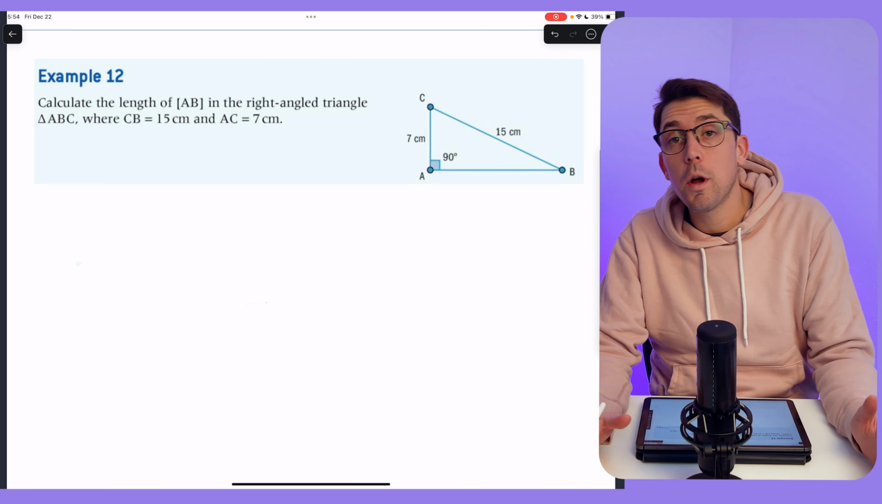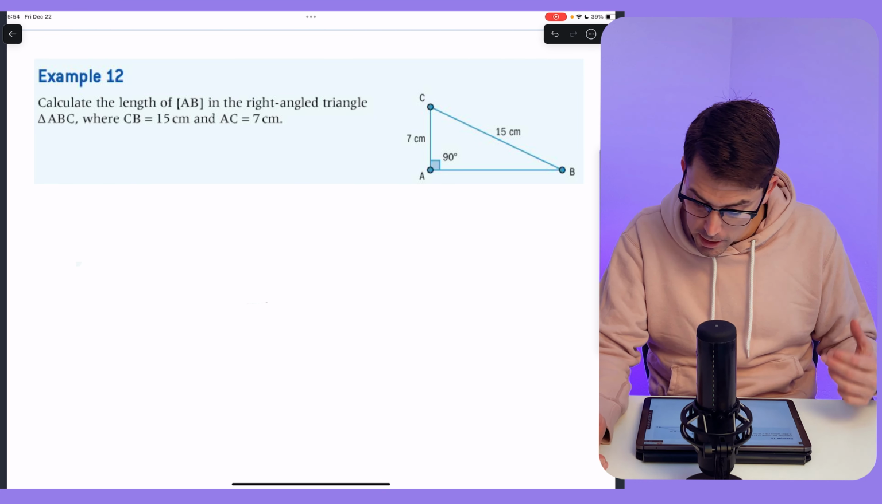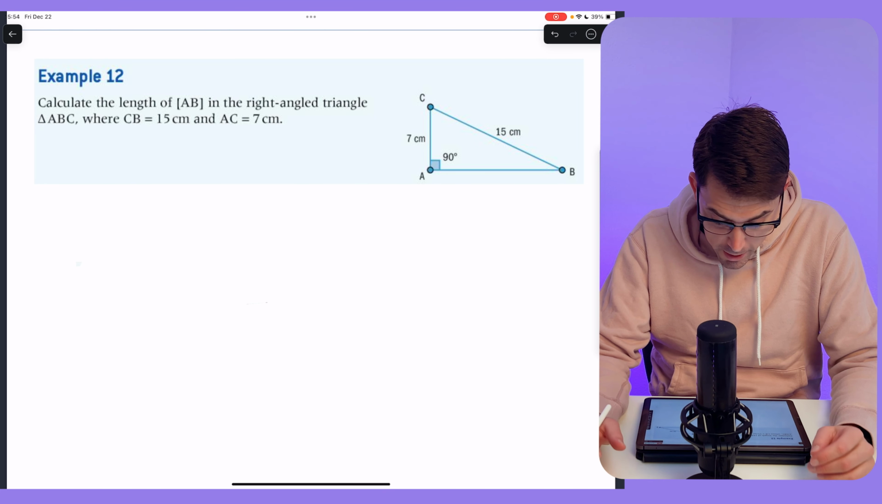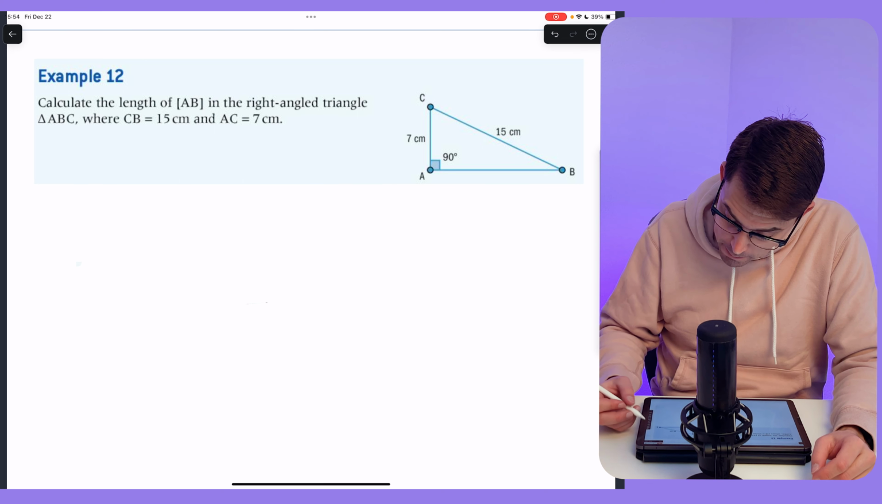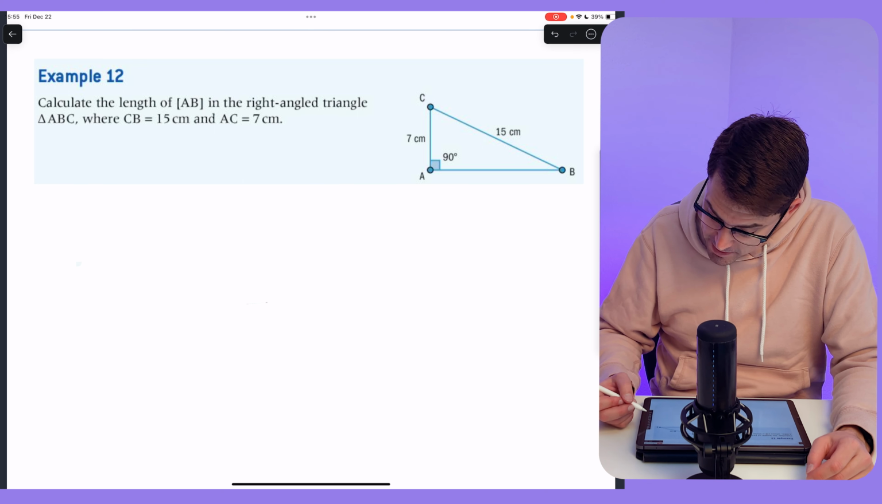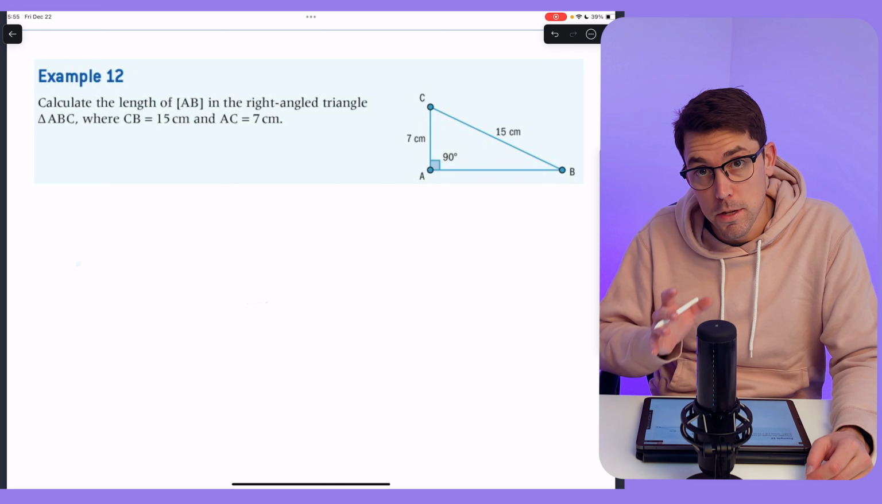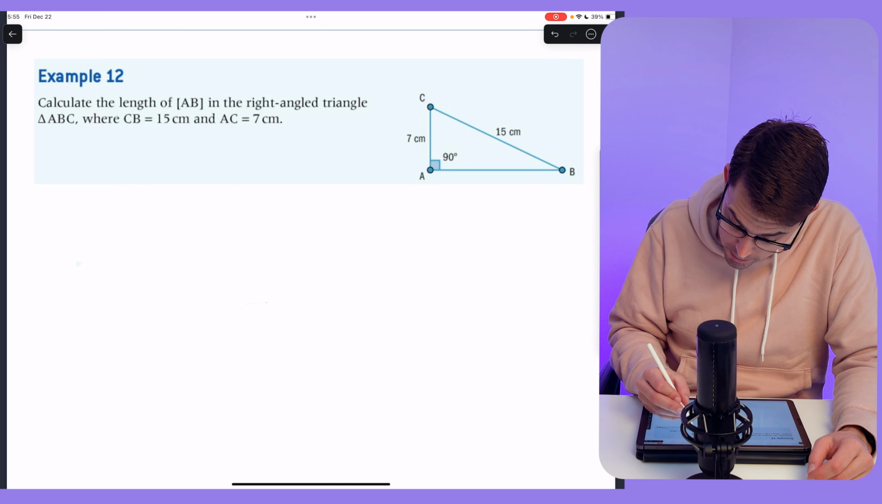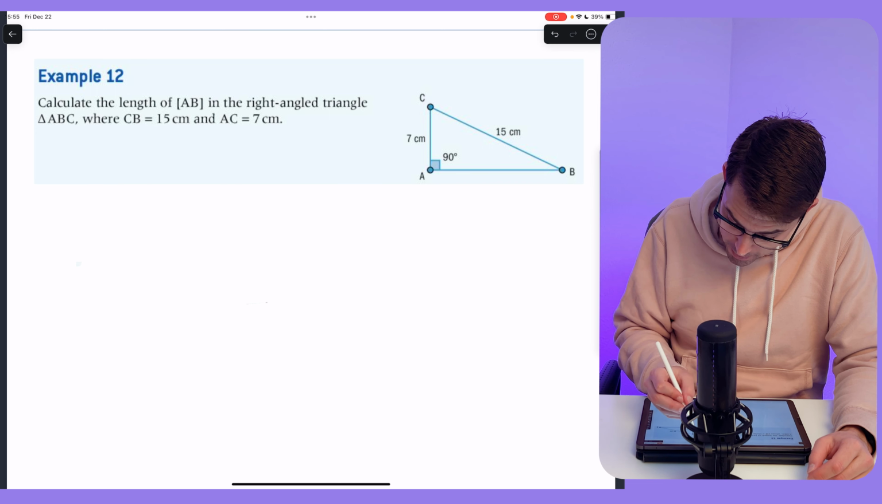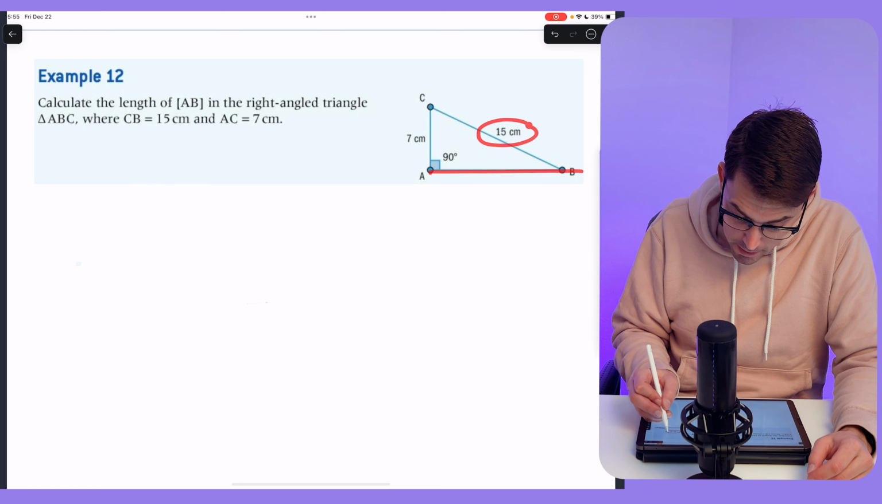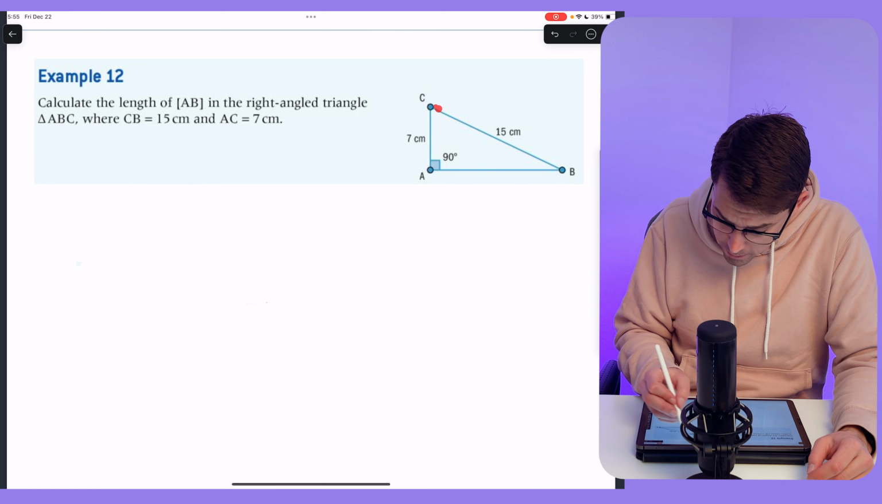All right, so what we want to do on this problem is calculate the length of AB in this right angle triangle, and we're given that CB is 15 and AC is 7. Go ahead and label the diagram accordingly. We want to know what this is right here from A to B, and we know that 15 is going to be the hypotenuse because we're given that CB.